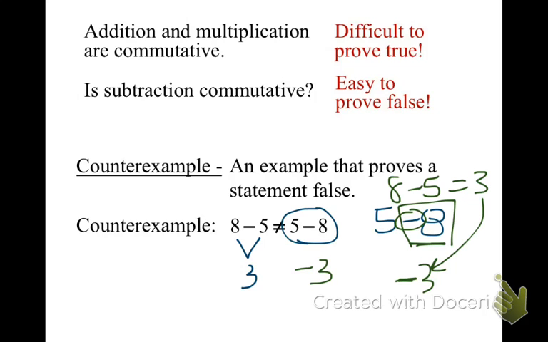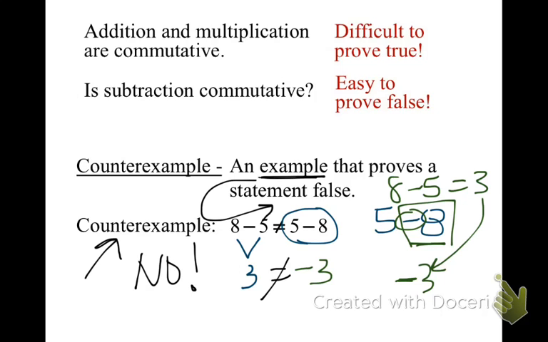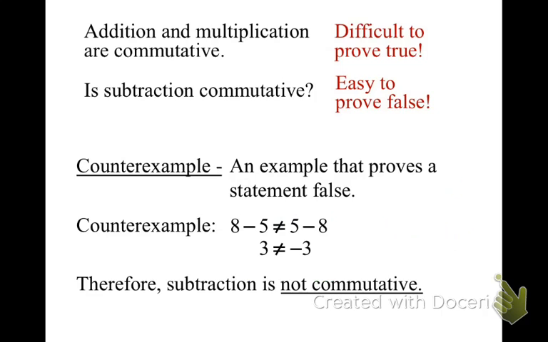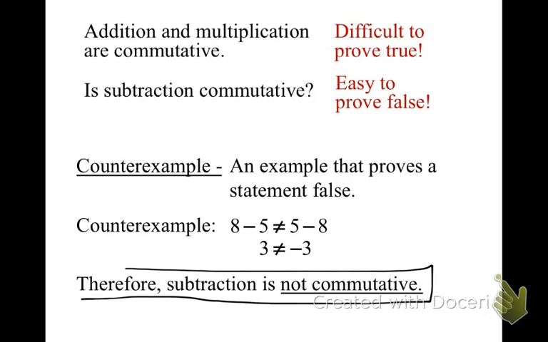Now, does 3 equal a negative 3? No, it does not. So this is false, and this is my counterexample. I gave an example that made a statement false. So in your notes, underneath your counterexample, I want you to put, therefore subtraction is not commutative. I want this in your notes. And remember, commutative means we're going to flip-flop.